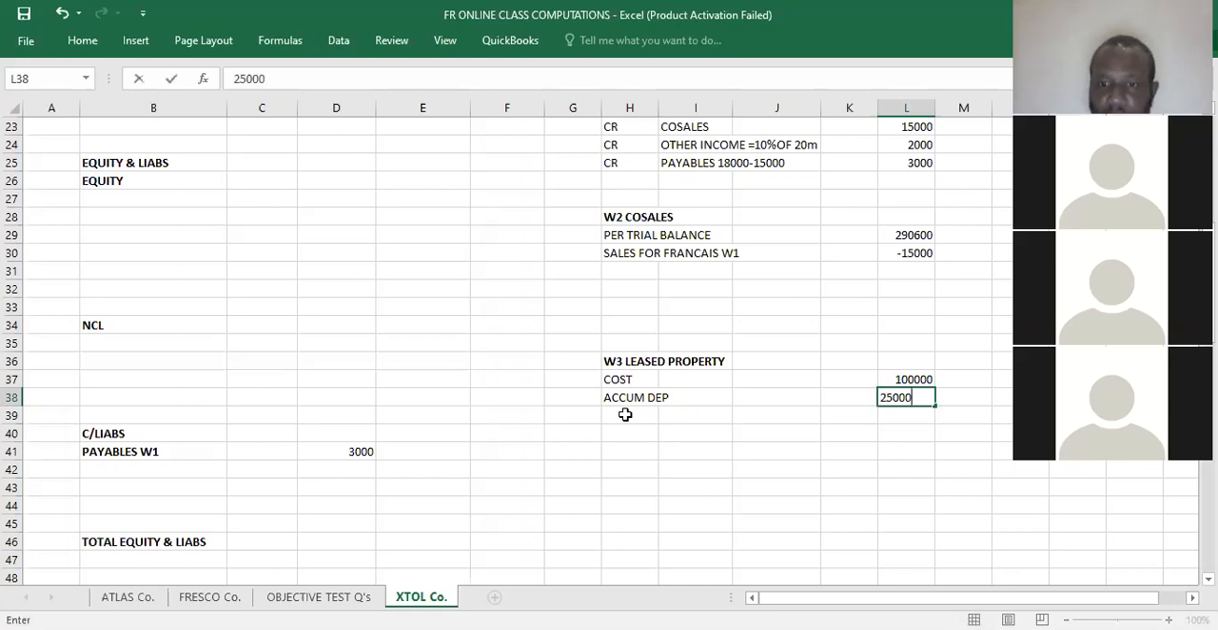And then we have our carrying value at the beginning of the year, because they said 1st April 13. That's the beginning of this year. So carrying value at 1st April 13 will be equal to cost minus accumulated depreciation.